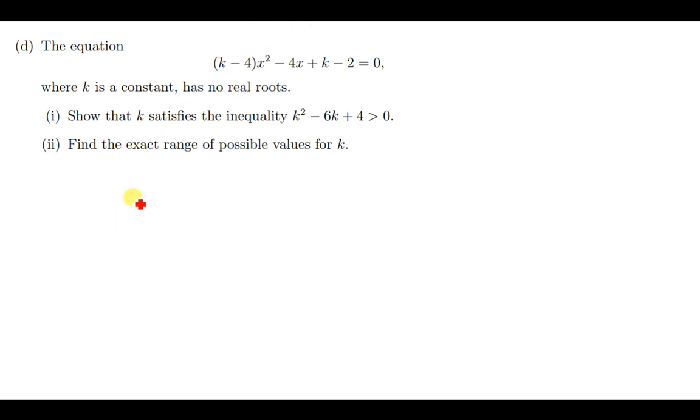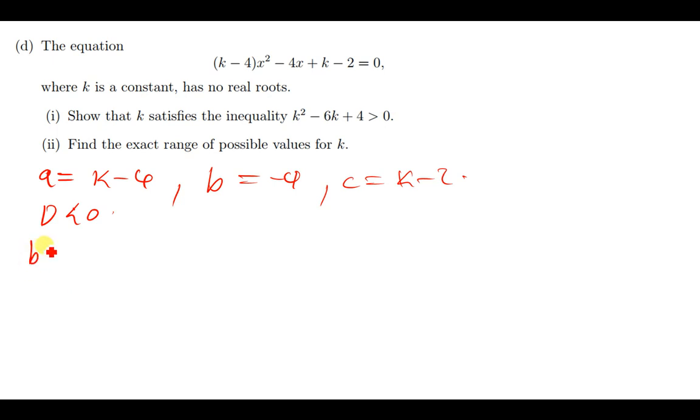So we do the same procedure. The first thing we identify is which one is our a, b, and c from this equation. Our a is simply the coefficient of x squared, which is k minus 4. Then our b is negative 4. Then our c is k minus 2. So we are going to use the discriminant. They are saying it has no real root, meaning the discriminant is less than 0. So this simply means that b squared minus 4ac is less than 0.